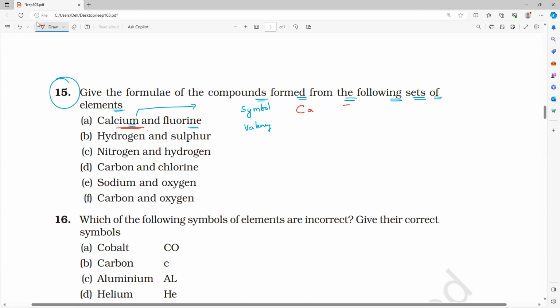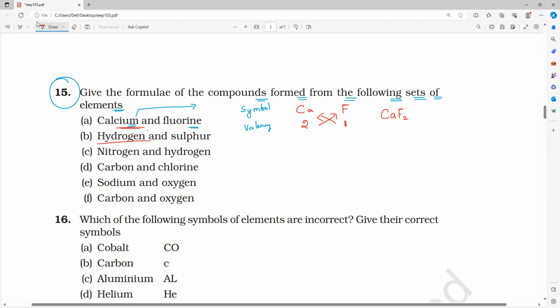What is the fluorine symbol? F. Yes. What is the calcium valency? Calcium plus, valency 2. Fluorine valency 1. So what is the formula? CaF2. Calcium fluoride. Okay, chemical formula. They are asking for compounds formed from the following set of elements. So CaF2. Write it, everybody. Clear, all of you?